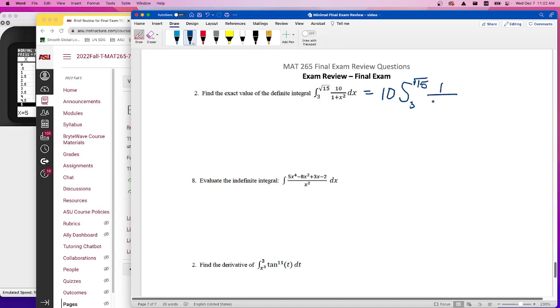So just think of this as 1 over 1 plus x squared. And what you have to remember is this integrates into the inverse tangent, because if you take the derivative of the inverse tangent, this is what we end up getting. And then we've got this 10 on the outside, so we multiply by that. We just have to recognize that when we integrate this, we get inverse tangent. And then we put in our upper limit and lower limit and subtract the two.